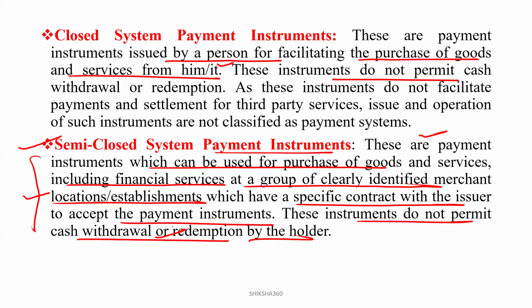Clear? And this is basically for the purchase of goods and services including the financial services at a group of clearly identified merchant locations or establishments which have a specific contract with the issuer to accept the payment instruments. Clear? That is the semi-closed system payment instruments.